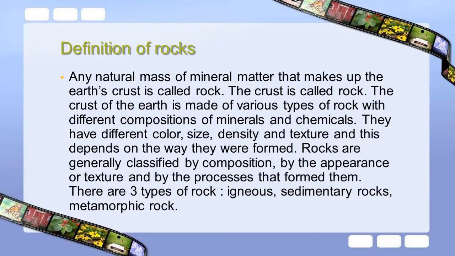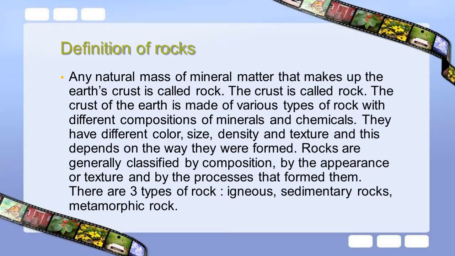Then the next topic is rocks. Now what is a rock? The earth's crust is made up of various types of rock, and any natural mass of mineral matter that makes up the earth's crust is called a rock. These rocks differ according to their color, size, density, texture, etc. Rocks are generally classified by composition, by their appearance or their texture.